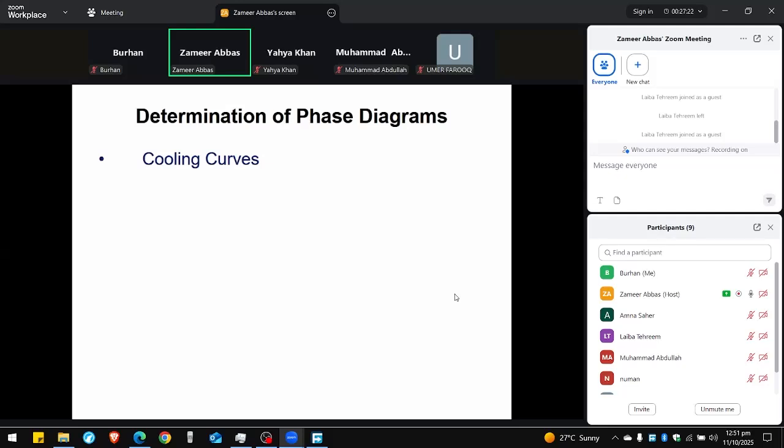Pure elements and congruent melting phases, compounds, they melt at a single temperature. But alloys may melt over a range. So we can determine cooling curves, and by using the cooling curves, isomorphous diagrams can be easily drawn. So we'll see an example of these cooling curves.